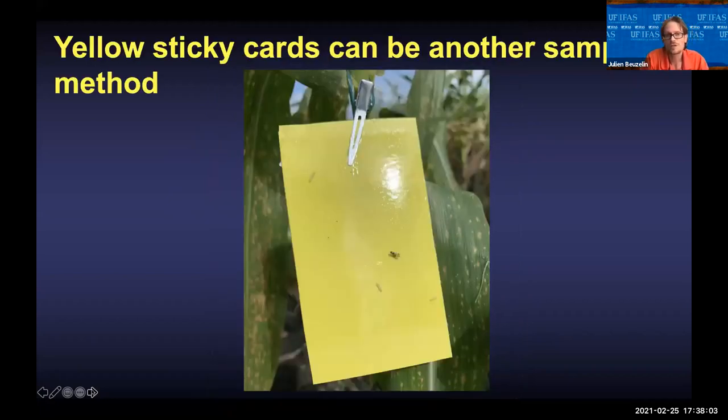We could also potentially use yellow sticky cards, but we've not done that. Actually, they attract Chaetopsis massyla to a greater extent, and they don't have lures. But in case you're interested in sampling cell flies, the yellow sticky cards can be all messy, but they also provide some information. We can talk more about that another time.